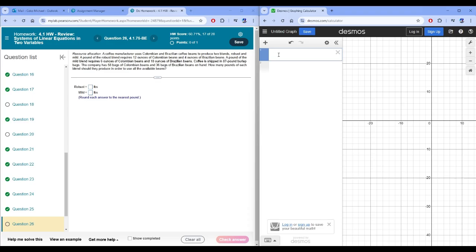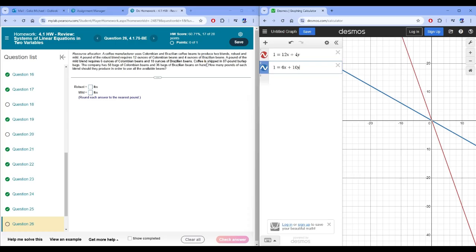So let's just do, let's do 1 equals 12x plus 4y. So this is a pound of the mild blend is 1 equals 6x plus 10y.